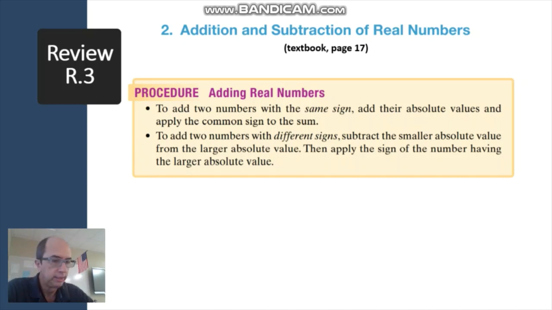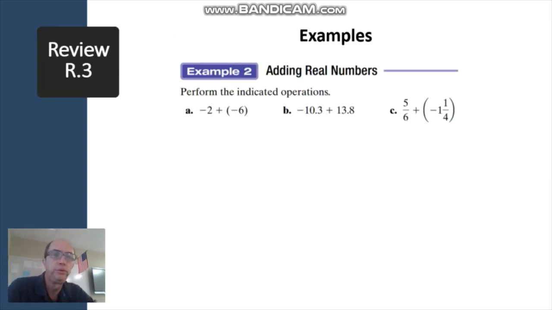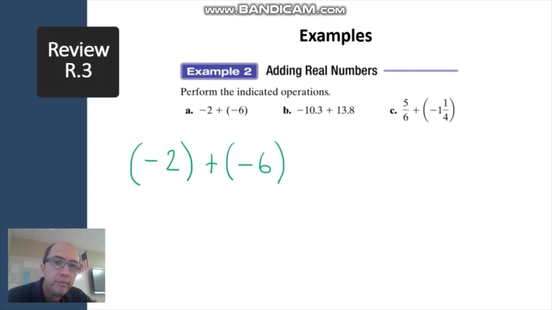And let's see how to do this using some examples. Well, if you have negative 2 and you add negative 6, both have the same sign, negative sign, right? So you just add the numbers and keep the sign, right? Negative 8.